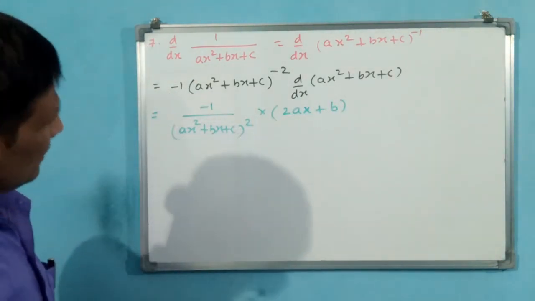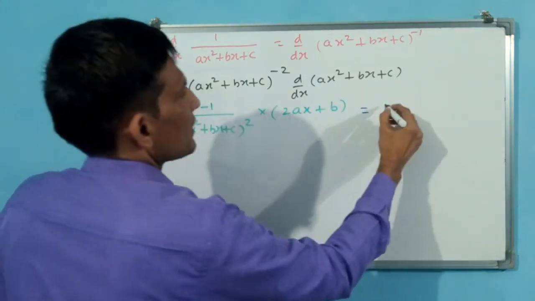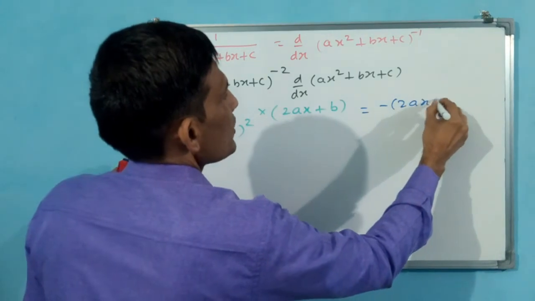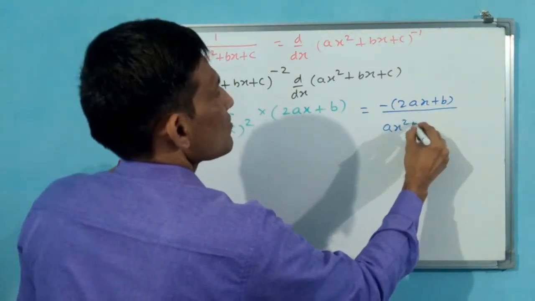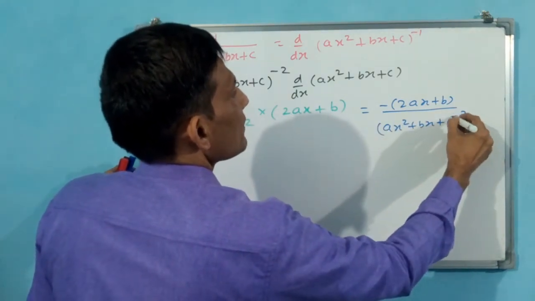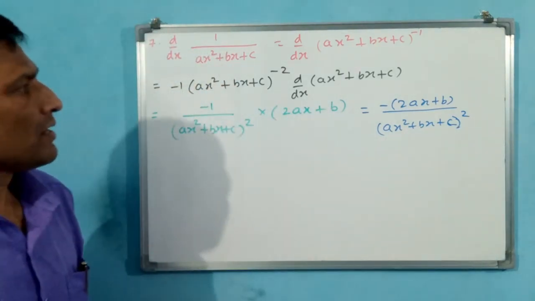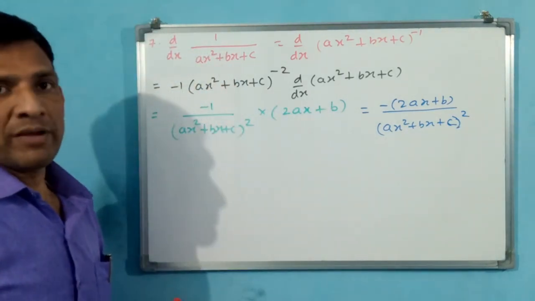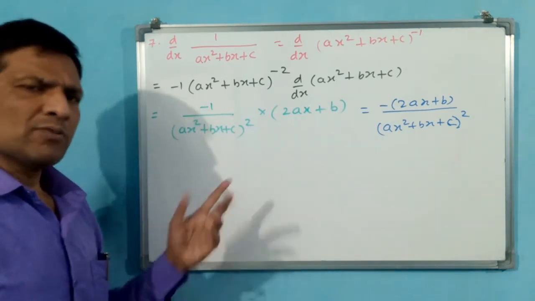Now you write. See, this minus you have to write. Minus of 2ax plus b divided by ax square plus bx plus c, but this is square. Ax square plus bx plus c whole square, minus 2ax plus b. This will be your final answer for the 7th question. Let us go for the 8th question.